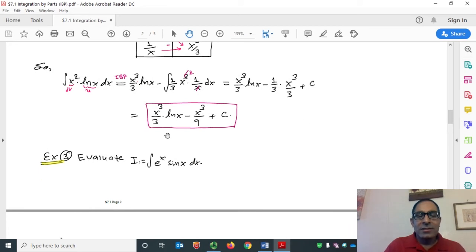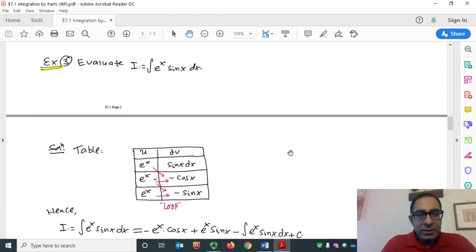Then in the next step, let's simplify here. So the first term as it is, x cubed over 3 times ln x, minus 1/3 times 1/3 is 1/9 x cubed plus c. Great. Now let's continue. Great. Let's do example 3.